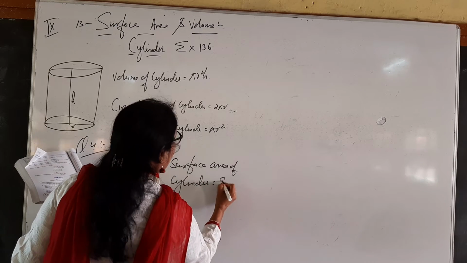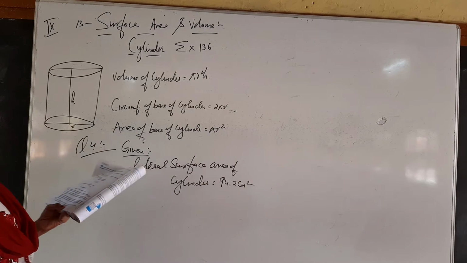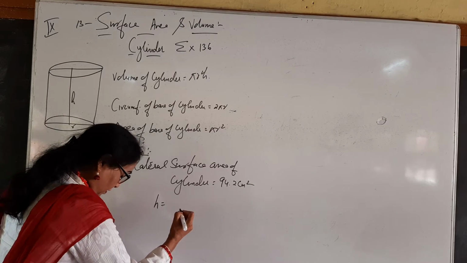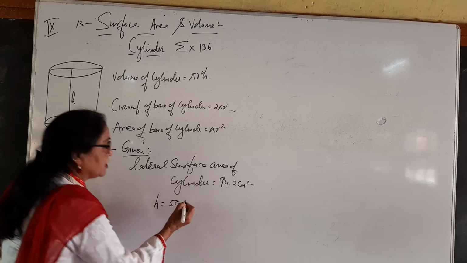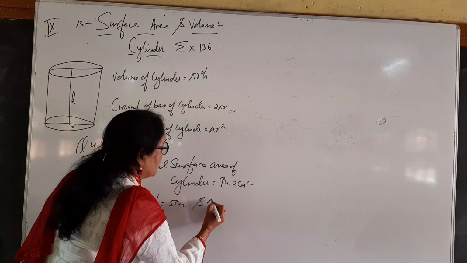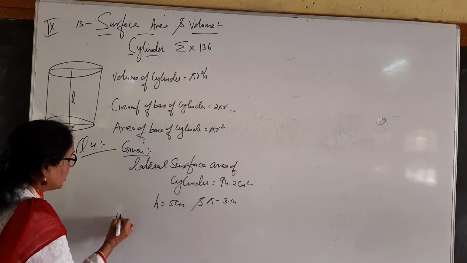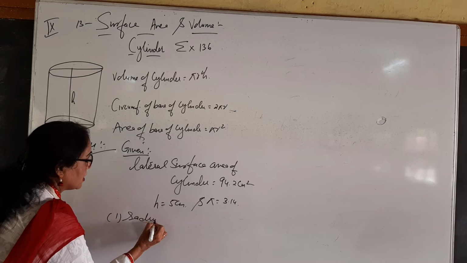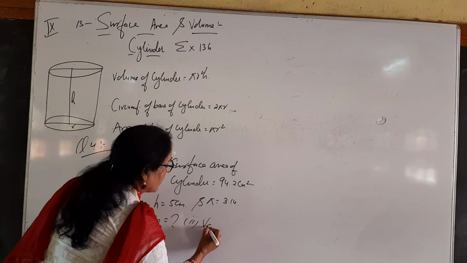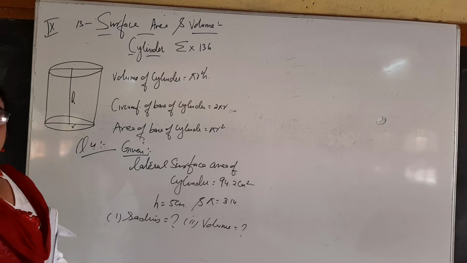Lateral surface area of cylinder is 94.2 centimeter square. Height h is given 5 centimeter, and the value of pi is given, we have to use 3.14. What we have to find? First case we have to find the radius, second case we have to find the volume.